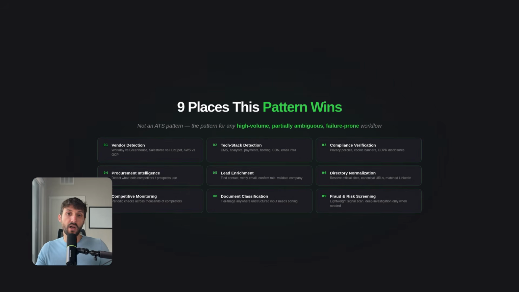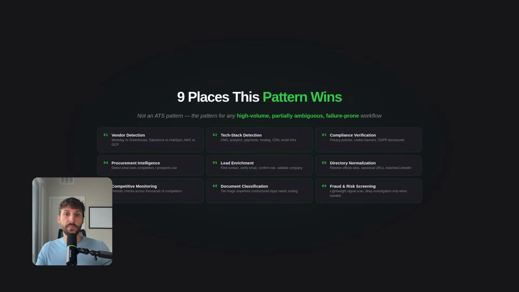And that's it. Now let's talk about where this pattern actually wins, because I used an ATS classifier as the example, but this is not an ATS pattern. This is the pattern for any workflow that is high volume, partially ambiguous, and failure prone. Let me walk you through 9 real ones, and on a few of them, I'll show you exactly how the layers map. The first one is vendor detection beyond ATS, Workday versus Greenhouse versus Lever, but also Salesforce versus HubSpot versus Pipedrive, or AWS versus GCP versus Azure.